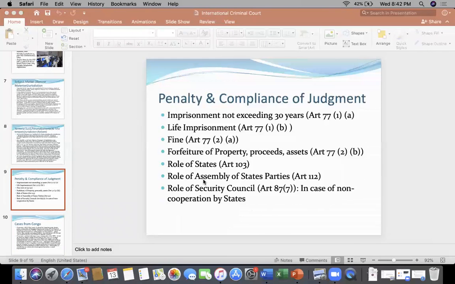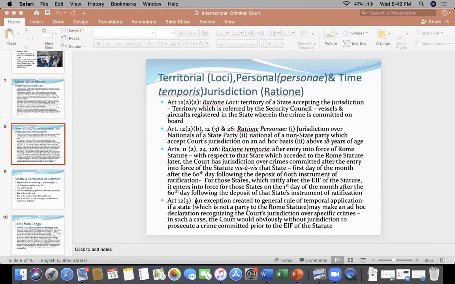Finally, Article 12, paragraph 3, as I have already discussed with you, creates an exception to this general rule of temporal application. It says that if a state which is not a party to the Rome Statute, it may also make an ad hoc declaration recognizing the court's jurisdiction over specific crimes. In that case, the court would obviously have jurisdiction even prior to the entry into force of the statute.